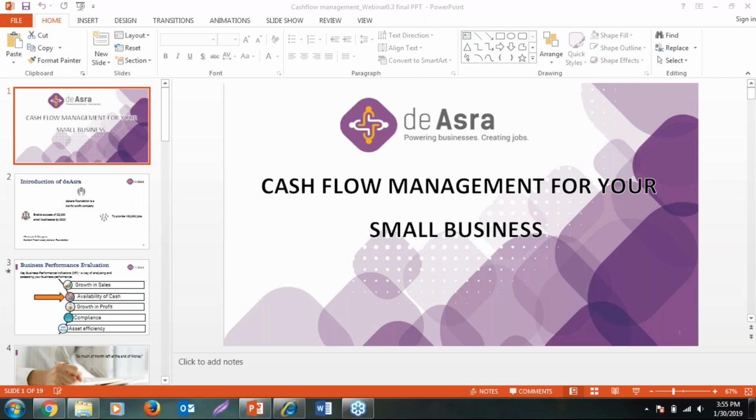deAsra is a not-for-profit organization. Our aim is to offer end-to-end support to small businesses. deAsra Foundation was started by Dr. Anand Deshpande, Chairman, Founder, and MD of Persistent Systems. deAsra Foundation is a family foundation and is raised from Dr. Anand Deshpande's own funds.